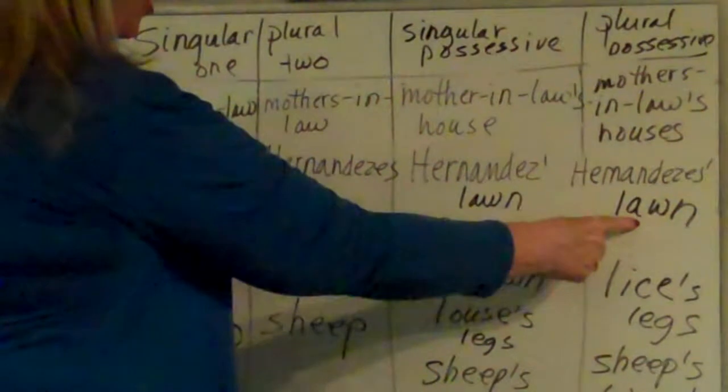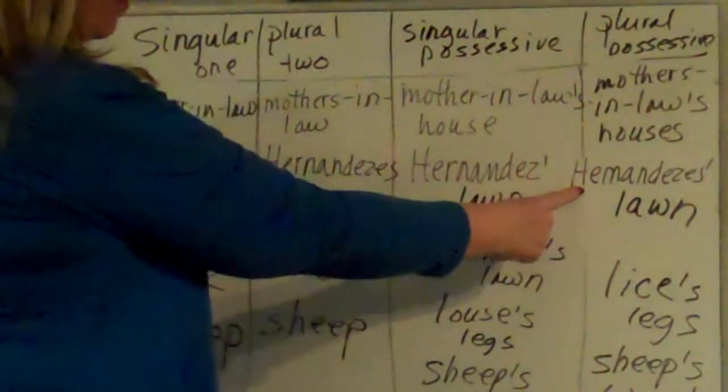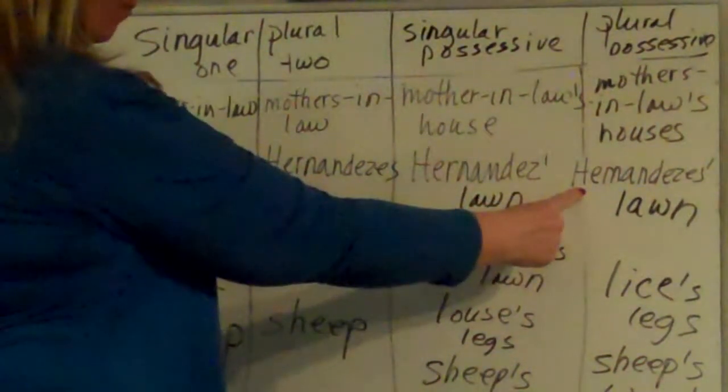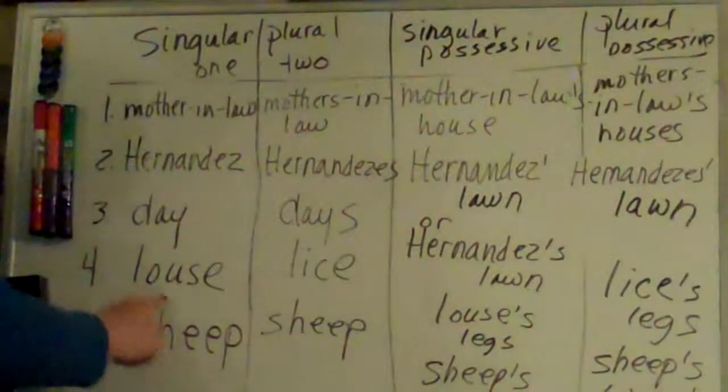Over here, though, it's the lawn of the Hernandezes. Okay, so a group of them, two or more. So that's the way it would look.